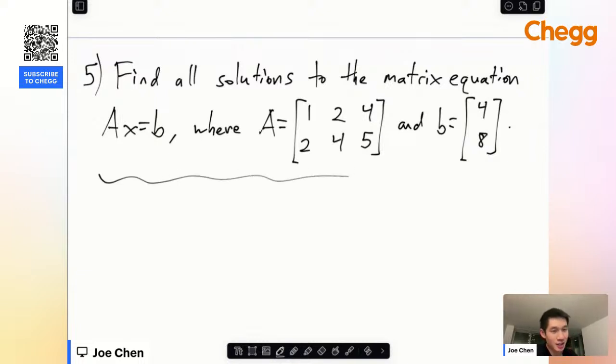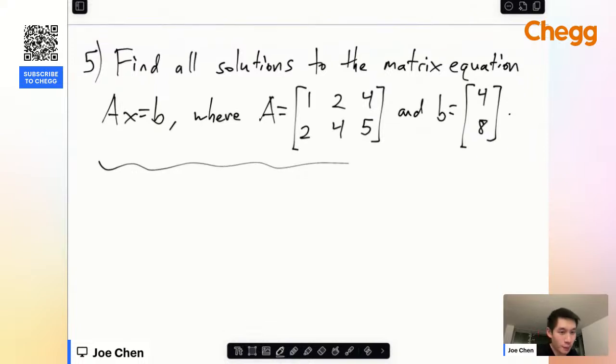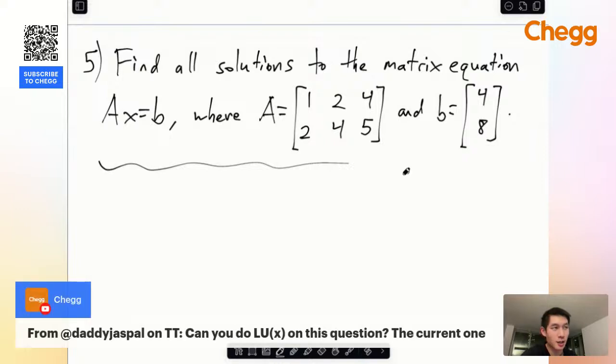So one way is, can you do lower upper triangular on this question? So from Daddy Jaspel on TikTok. No, so lower upper triangular, as far as I'm aware, is only for square matrices. Is that true, actually? Well, I hope it's true. Okay, as far as I'm aware, it is supposed to be for square matrices.